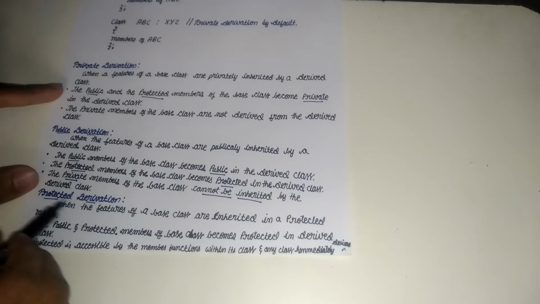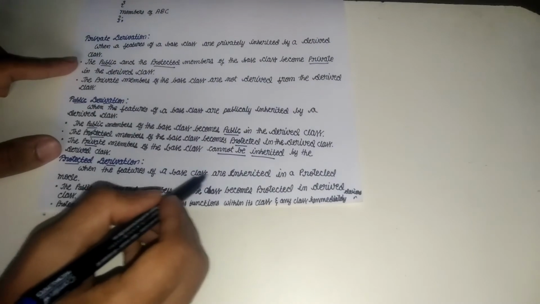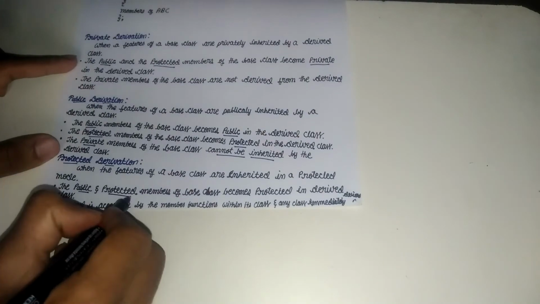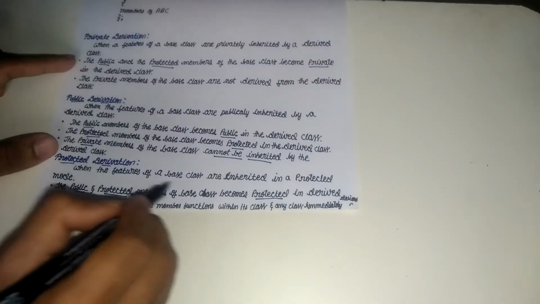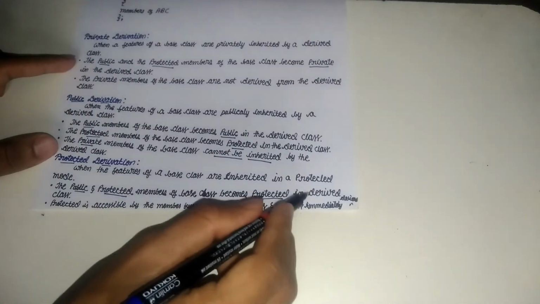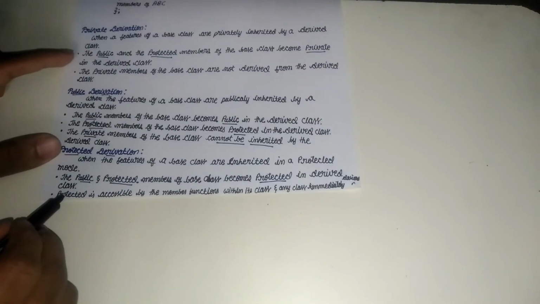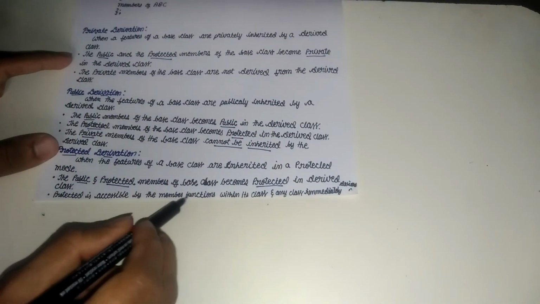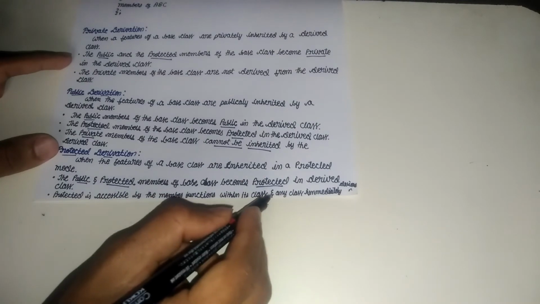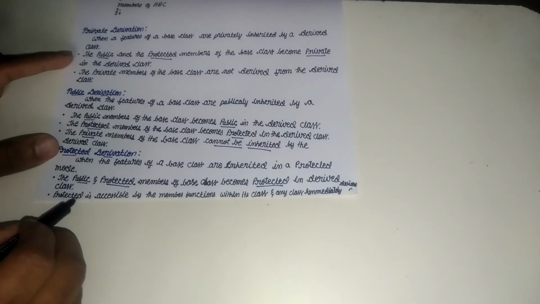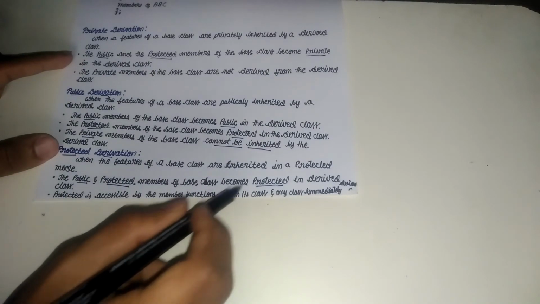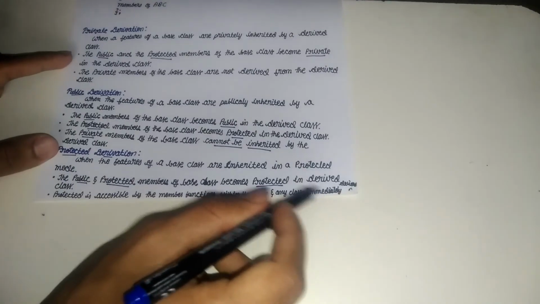And then come the protected derivations. When the features of a base class are inherited in protected mode, the public and the protected members of the base class become protected. Both public and protected members of the base class become protected in the derived class, and these protected members are accessible by the member functions within its class and any class immediately derived from it. Okay, that's all.